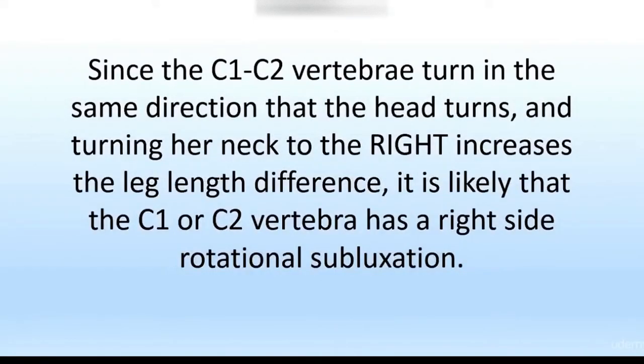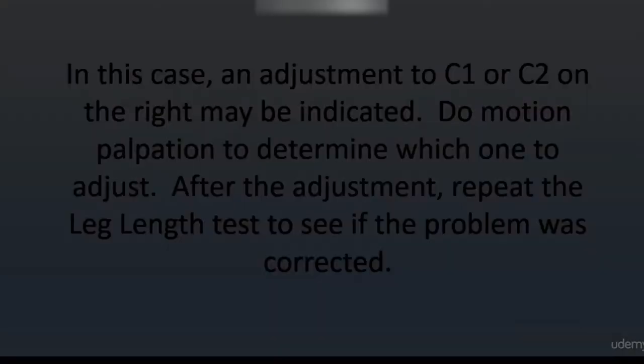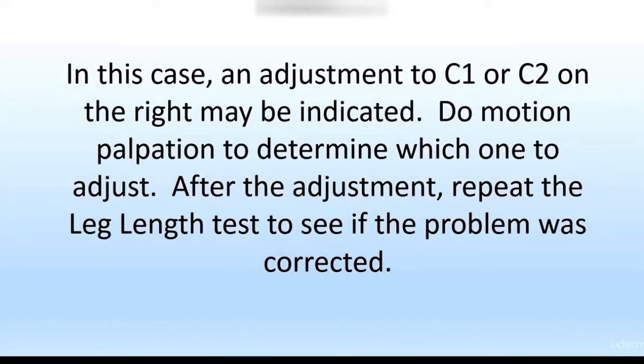Since the C1, C2 vertebrae turn in the same direction that the head turns, and turning her neck to the right increases the leg length difference, it is likely that the C1 or C2 vertebra has a right side rotational subluxation. In this case, an adjustment to C1 or C2 on the right may be indicated. Do motion palpation to determine which one to adjust. After the adjustment, repeat the leg length test to see if the problem was corrected.